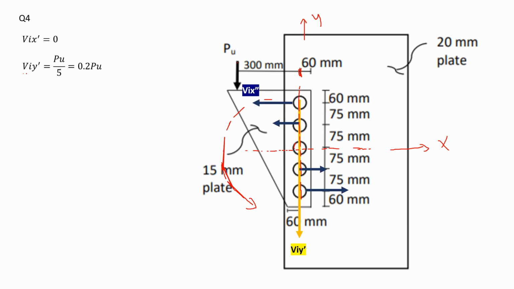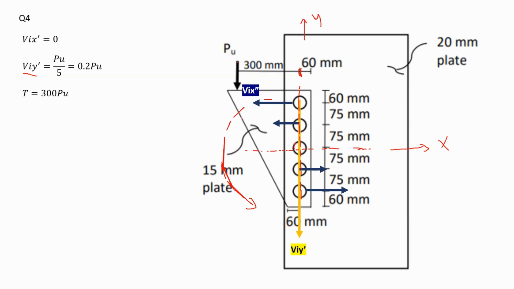When we consider V_iy', that is the direct shear force from P_u, that's my P_u, and it would be divided by 5 since I want to find the shear force on each bolt. So I divided by 5 bolts. And from here, you get 0.2 P_u, or P ultimate. Okay, we have to consider also the V_ix''.